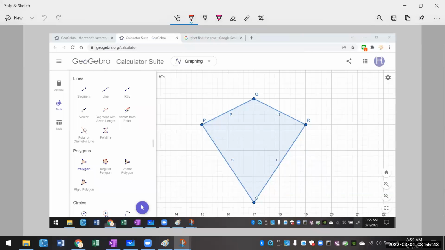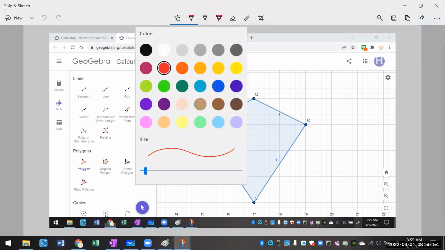Okay. Is there any? Can I check? Yeah, of course. Do we have to divide it into two triangles? Oh, if you want to, that's fine. Okay.